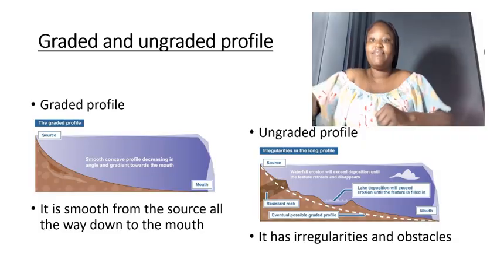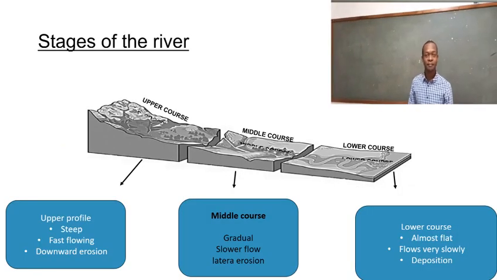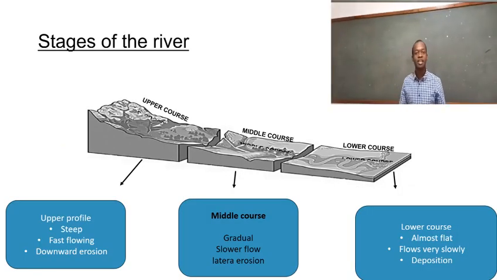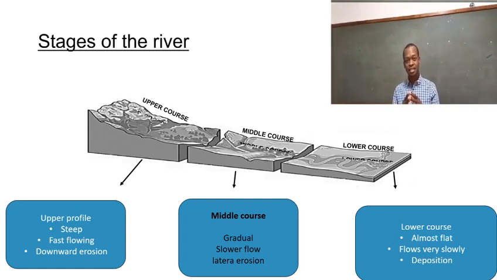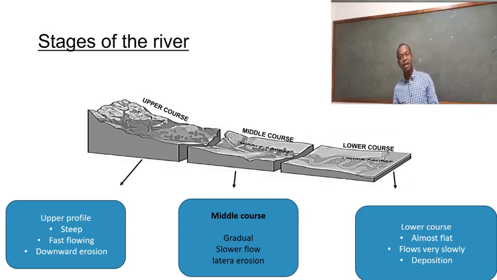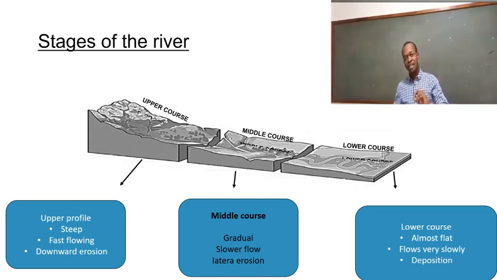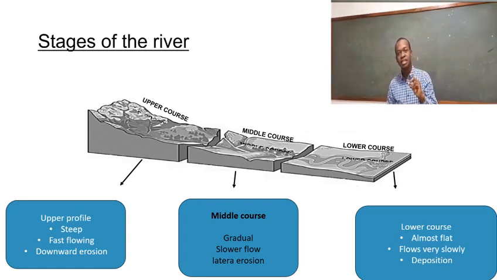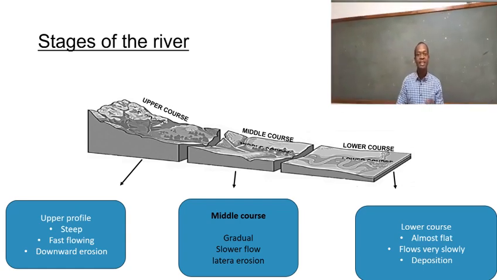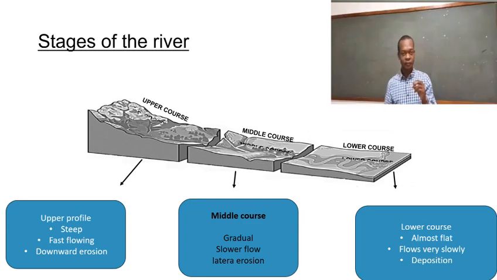Thank you. Okay, guys, my colleagues have explained to you, so I'm not going to dwell much on the stages of the river. When coming to the stages, the first stage is the upper course. Where we find the upper course, we find the source of the river. That's where the water actually comes from. Since the upper course is the beginning of the river, the gradient there is very steep, which means there is downward erosion and the river is flowing very fast.